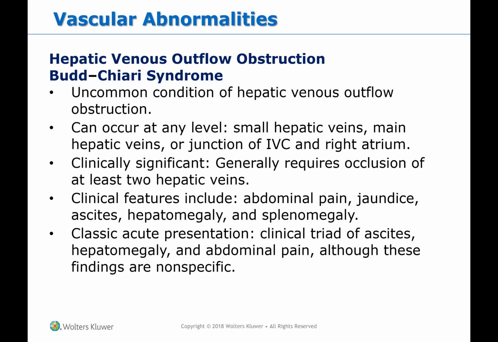Some of the clinical features of this are abdominal pain, jaundice, ascites, hepatomegaly, and splenomegaly. So the liver and the spleen are going to be enlarged. They're also going to have jaundice and ascites. So what are you going to see? You're going to see the veins occluded, so you won't see that nice blue flow that you usually see in a healthy liver. The classical acute presentation is going to be the triad of ascites, hepatomegaly, and abdominal pain.